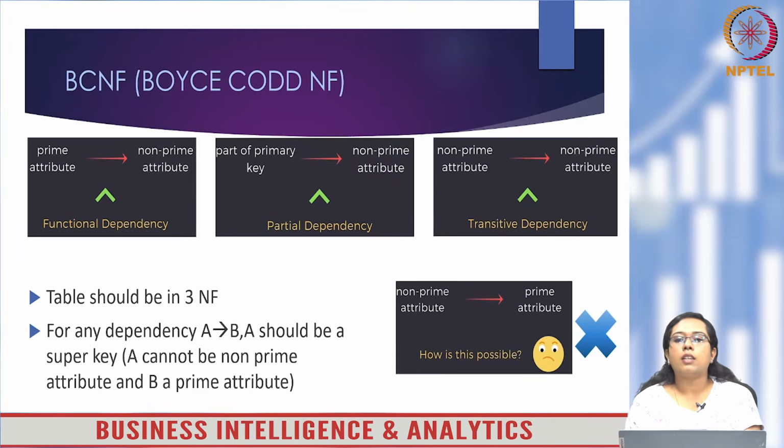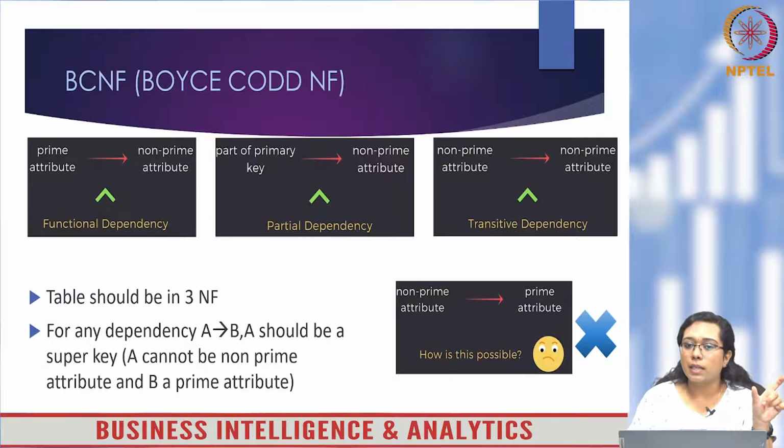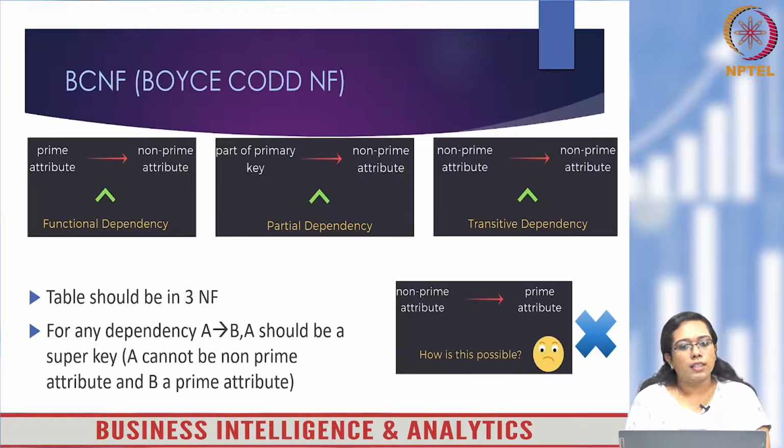Then the third one that we discussed is transitive dependency, in which a non-prime attribute is dependent on another non-prime attribute. So, a non-prime attribute is deriving another non-prime attribute, which should not be the case. Every non-prime attribute should be dependent on the primary key or the prime attribute. That was the problem with transitive dependency, and in third normal form, transitive dependency was not allowed. Okay.